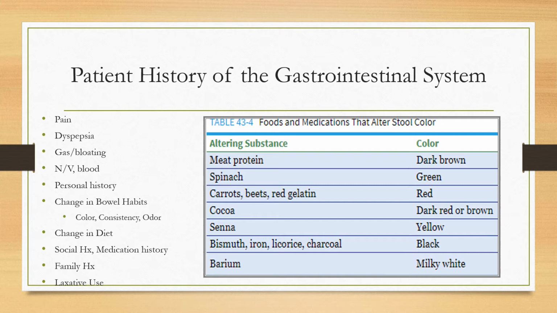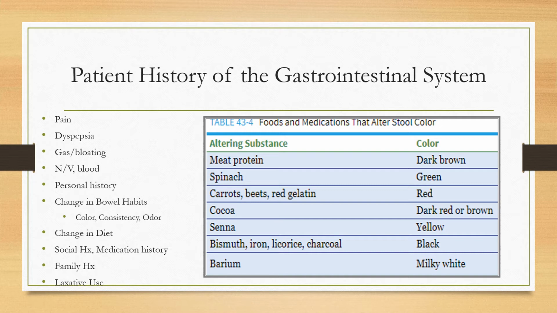So what turns your stools black? Bismuth, so Pepto-Bismol, turns your stools black. We always ask patients when they come in with black stools, because we want to know if they're taking bismuth in Pepto-Bismol, and that's why their stools are black, right? Iron supplements also turn stools black, and patients come in concerned about black stools if they weren't told.